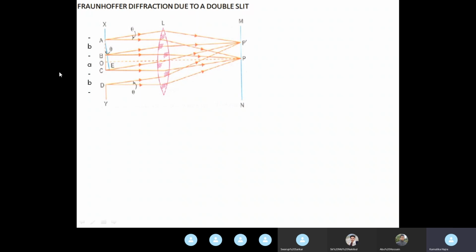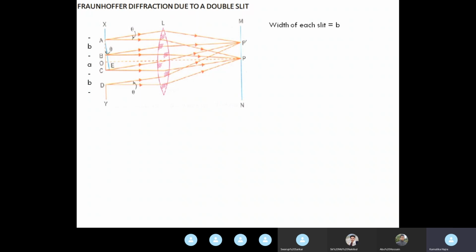So parallel rays, plane wave fronts, hit the two slits, and the two slits then diffract them in different angles because of the obstruction that the wave fronts face, and then they again meet at different points on the screen. Then we have to see what are the conditions under which they meet in phase producing bright fringes, and what are the conditions when they produce dark fringes, and in general what is the intensity pattern in this case.